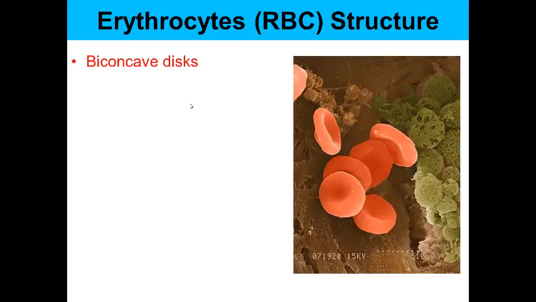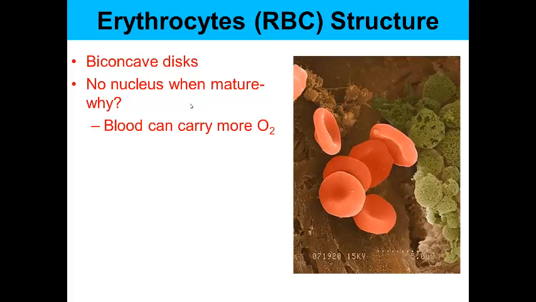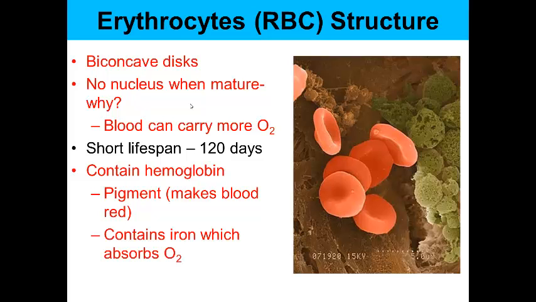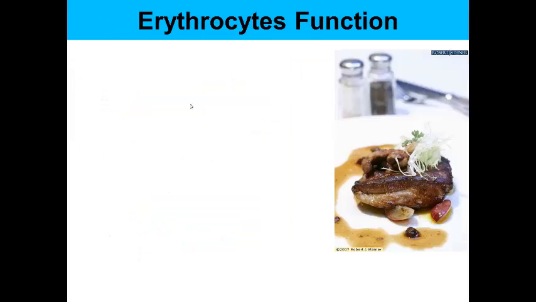Erythrocytes are sort of frisbee-shaped or donut-shaped. They're biconcave. They have no nucleus when they mature because the purpose is not to produce more red blood cells. Their whole purpose is to carry oxygen. They have a short lifespan. They live for about 120 days or 4 months and contain a molecule called hemoglobin, which is the pigment that makes blood red, and it also is designed to carry oxygen from your lungs to the rest of your body.